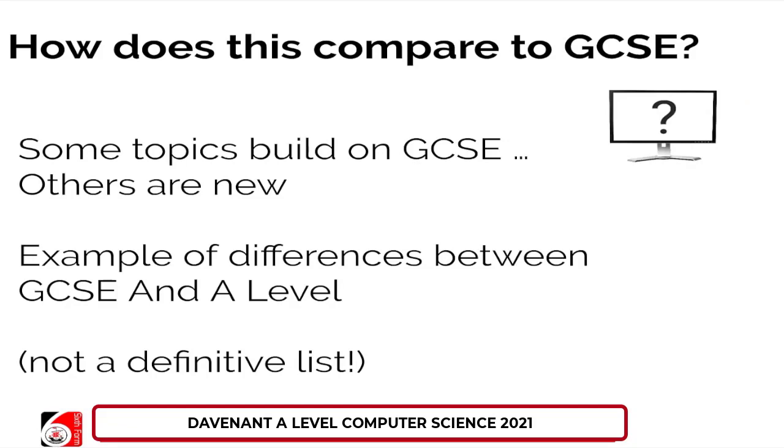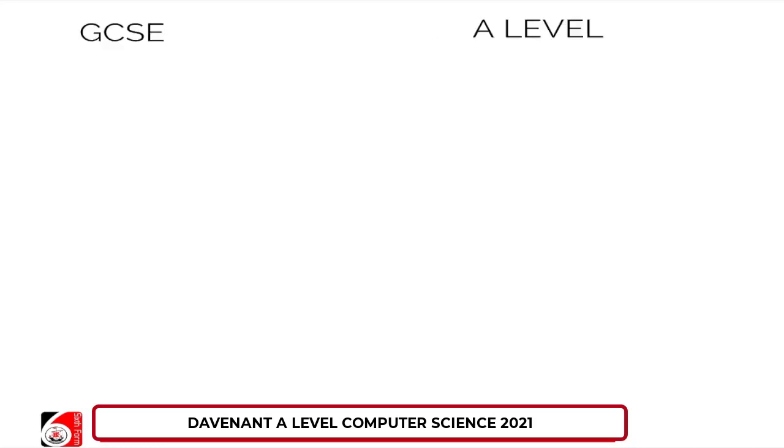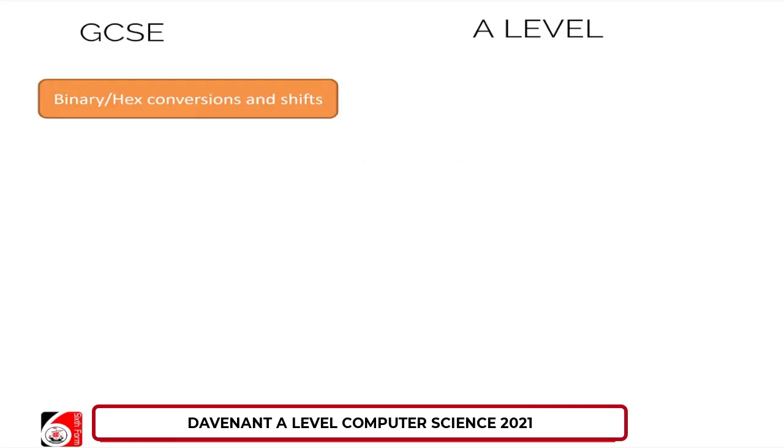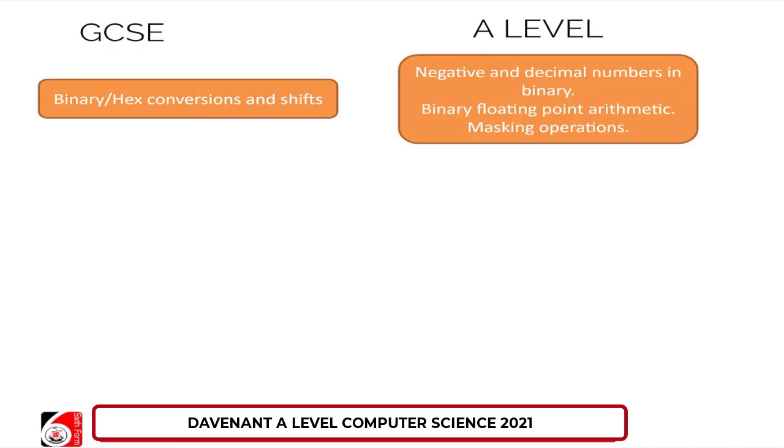So how does this compare to GCSE? Some of the topics are built on GCSE and others are completely new. I'm going to show you on the next couple of slides some examples of differences between GCSE and A-Level Computer Science, but it's certainly not a definitive list. At GCSE, you learn to do binary and hex conversions. You learn to do binary shifts. At A-Level, you learn how computers represent negative and decimal numbers in binary. You also learn to do binary floating point arithmetic and masking operations.